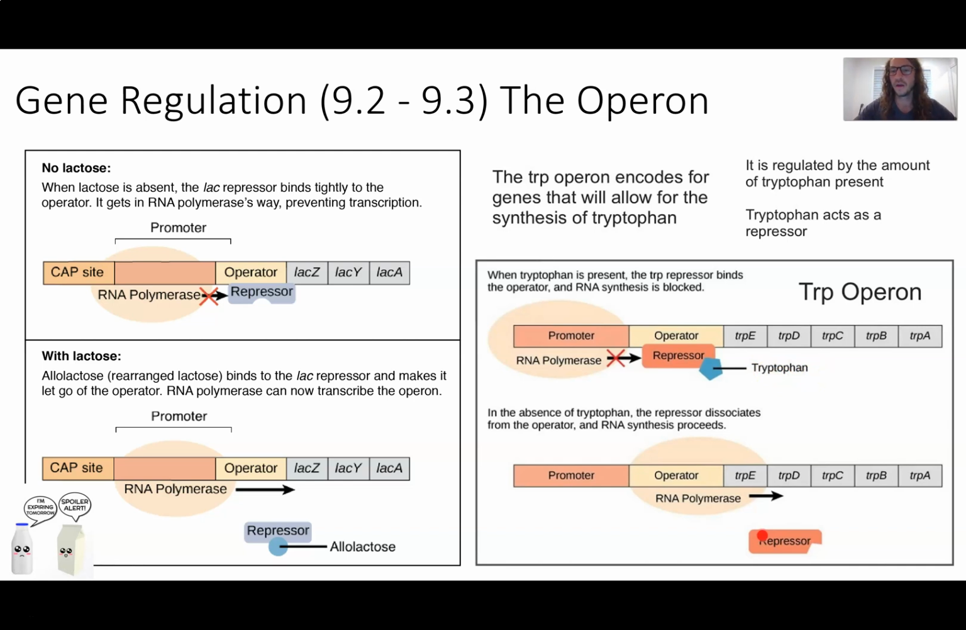So again, why is that necessary? Well, we don't want to be producing these enzymes to produce tryptophan if tryptophan is already present. So this is an example of negative control. But in the absence of tryptophan, the repressor dissociates, it comes away from the operator, and therefore RNA synthesis proceeds. RNA polymerase can come in, read the message, produce these enzymes, and therefore start to produce tryptophan.